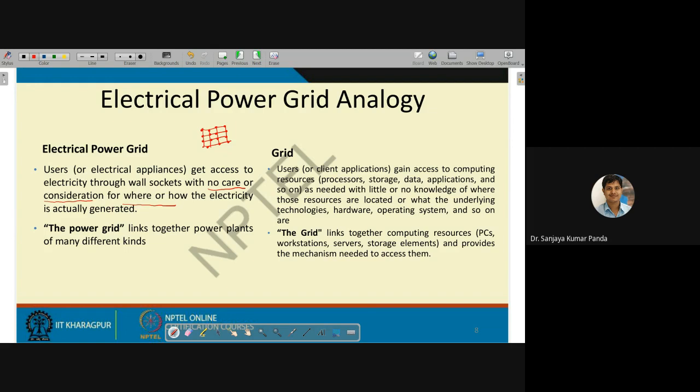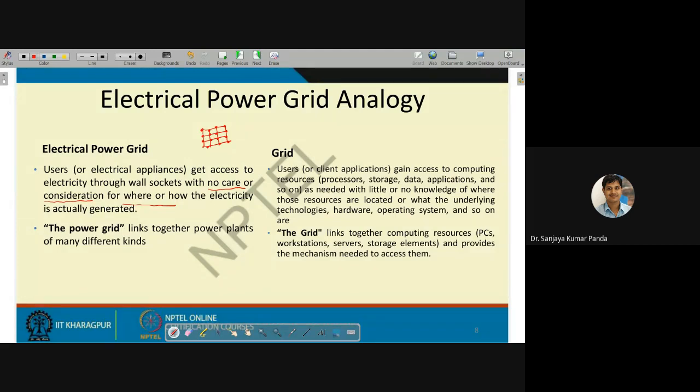So the power grid links together power plants of many different kinds. The main objective is that we have a massive electricity power, and it is connected to different parts. Whenever there is a scarcity of electricity, it is connected to some location, and also some surplus electricity is stored someplace, right? So whenever there is a requirement in a particular place, it is going to provide it to that particular place. That is the purpose of the electrical power grid.